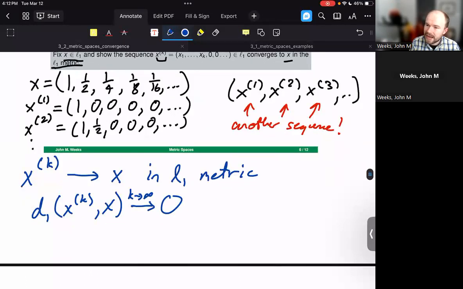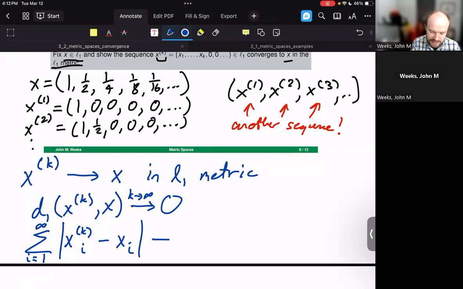So how are we going to spell all of that out? D1, remember, is this. I'm going to take these two sequences and take the sum. I'm going to need to use a different letter here, so I'll use i as the sum goes from i equals 1 to infinity of the ith element of the sequence xk, whatever that is, minus the ith element of x, whatever that element is. And I'm going to need to show that this goes towards 0.